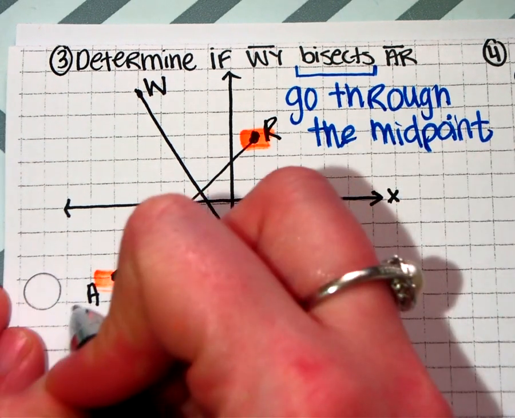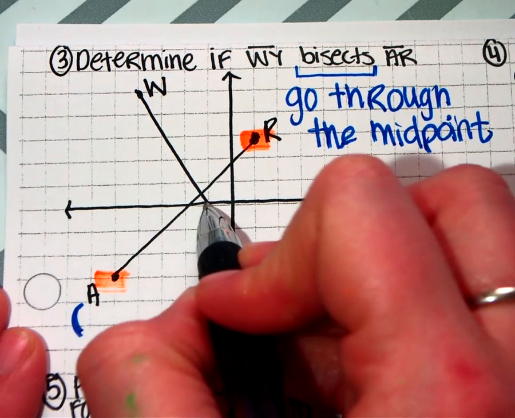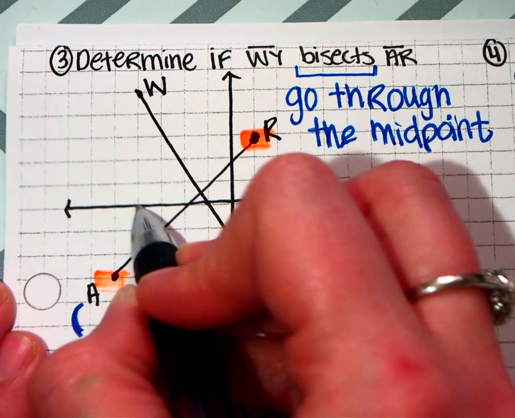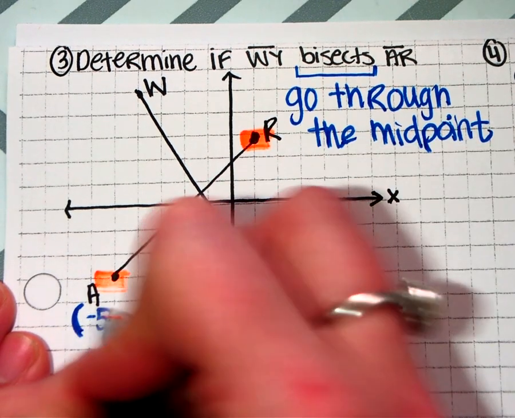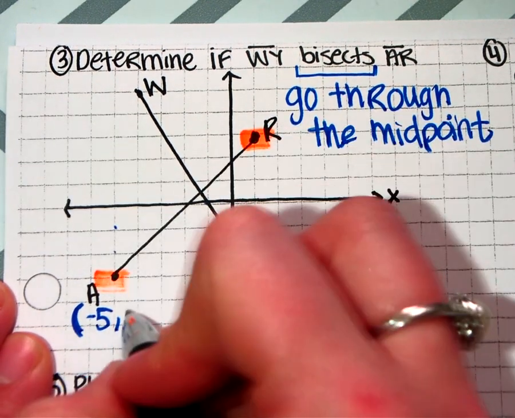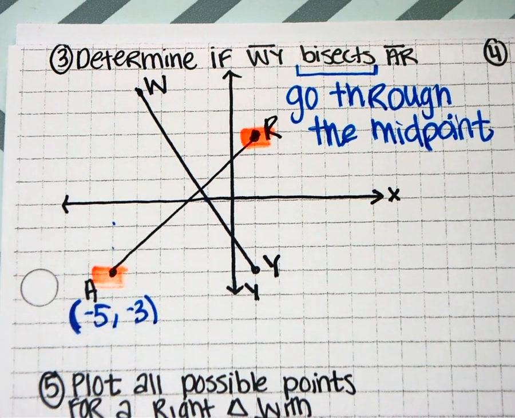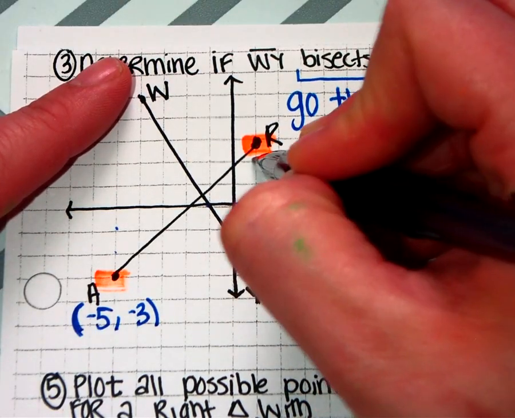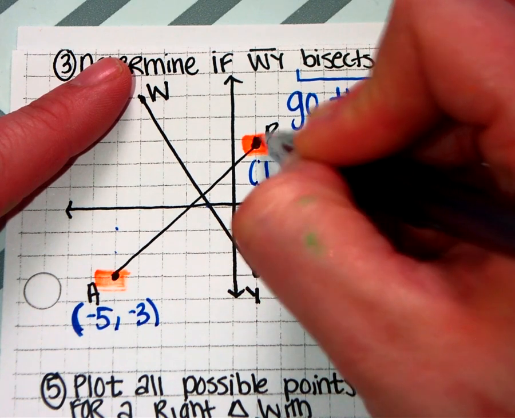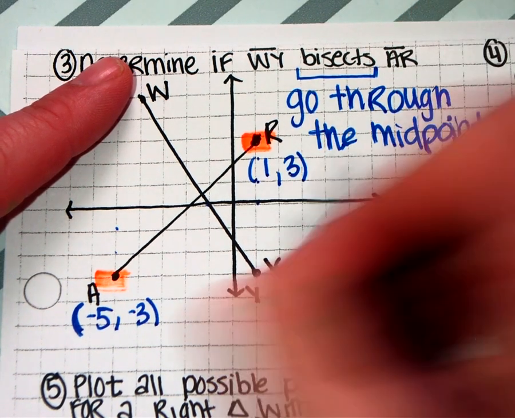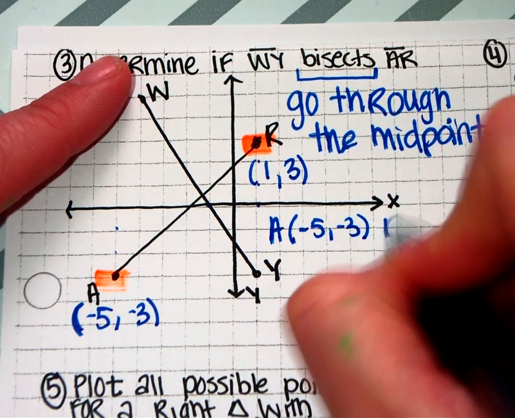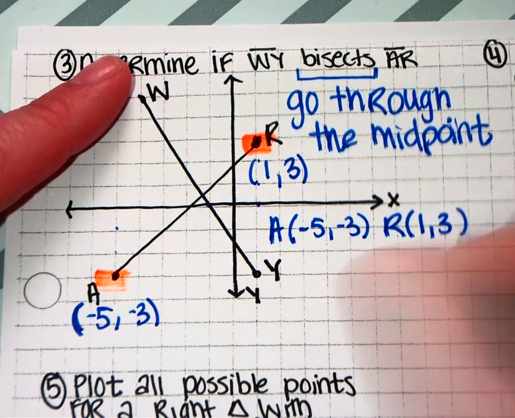So let's calculate the location of A. We start at the origin, negative 1, 2, 3, 4, 5, and then we go down 1, 2, 3. Let's calculate the location of R. We're going to go to the right 1 and up 1, 2, 3. So 1, 3. So I have A being negative 5, negative 3, and R being 1, 3.